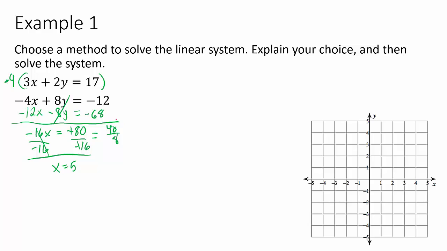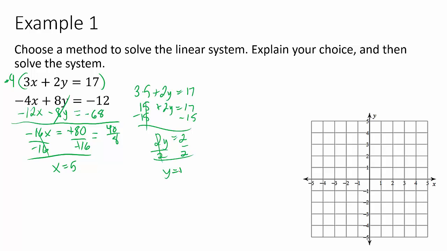Once I know what x equals, I'm going to plug it back in. So 3 times 5 plus 2y equals 17. I can plug it into either or any equation. So I picked the first one. But I'm going to subtract 15 and divide by 2 and get 5, 1 for my answer.